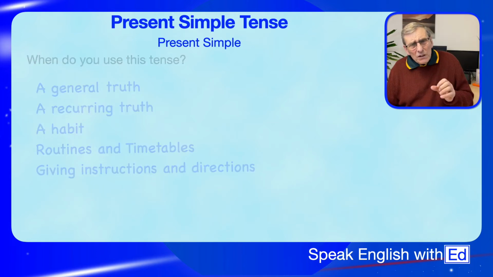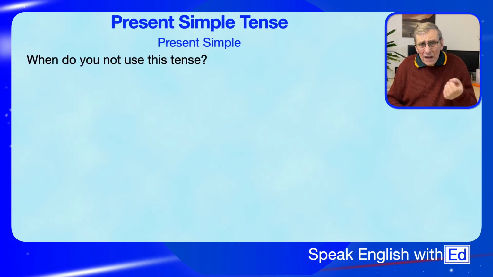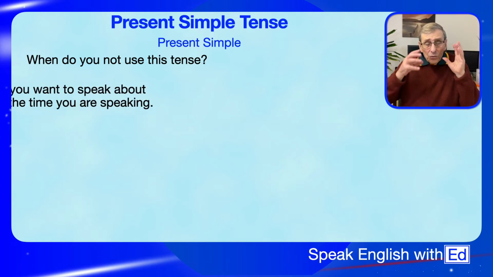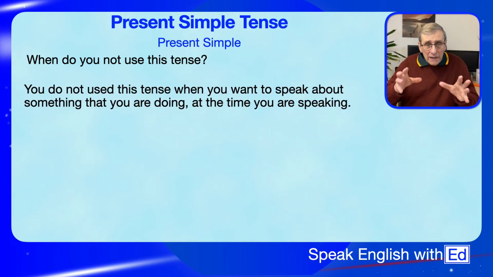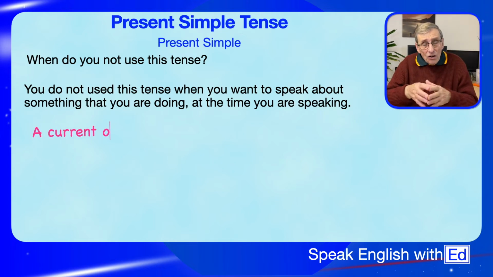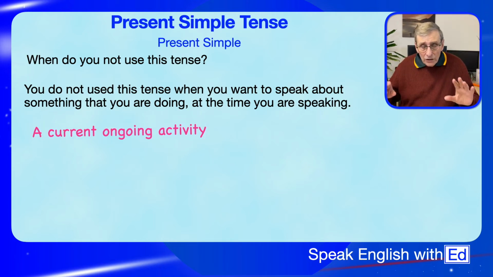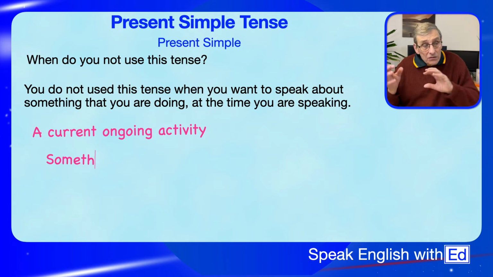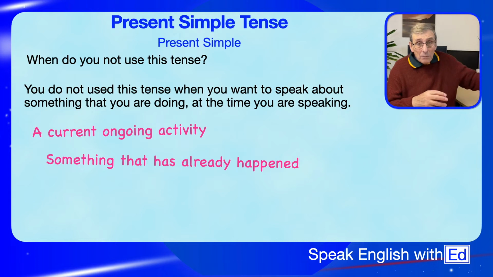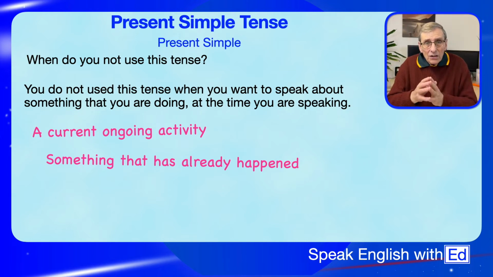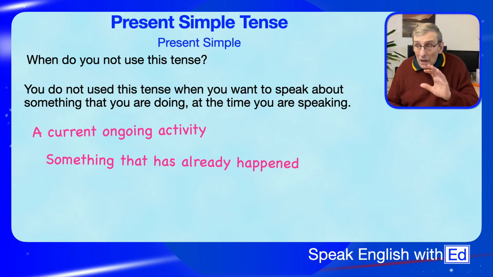These are times when you use it. When do you not use it? Is there a time when you don't use it? Well, yes, you do not use this tense when you're speaking about what you're doing right now. You don't use it for that at all. So, like for a current or ongoing activity, no, you don't use it for that. You don't use this tense to talk about something that's already happened in the past, something that happened this morning, 10 minutes ago, last week. You don't use it for that. You use a different tense for that, which we'll talk about in another video.